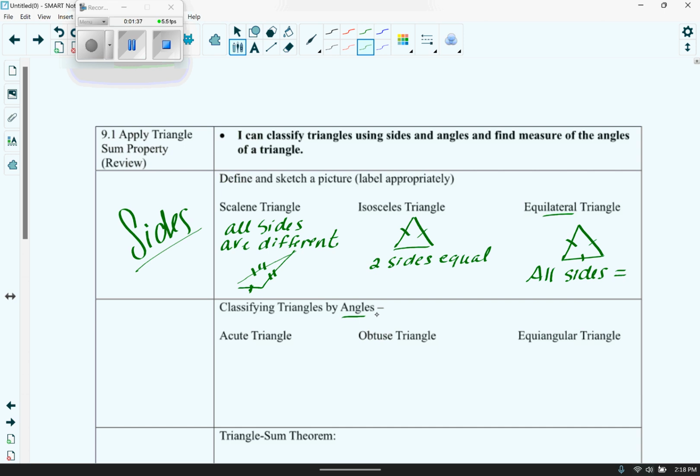And then classifying by their angles, we have acute, obtuse, equiangular. We also have a right triangle. So an acute triangle means we're going to have all less than 90 degrees. All angles will be less than 90 degrees. Now a right triangle means we're going to have one right angle. And when I say right angle, I mean 90 degrees.